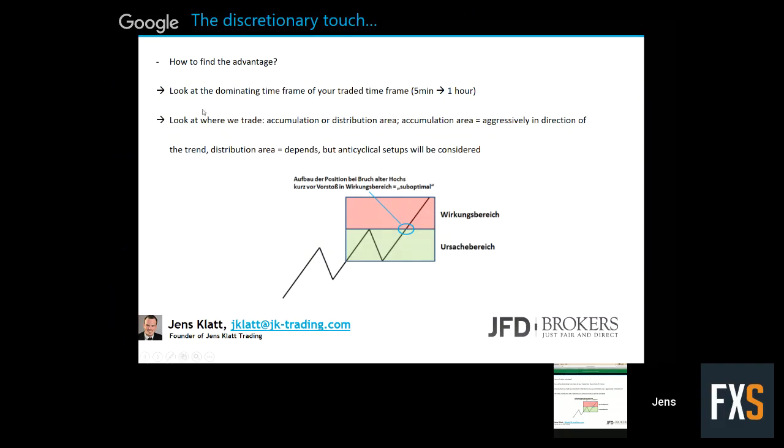And so this is already, I think, a very important weapon in my discretionary arsenal, let's call it. Look at the dominating time frame you trade. So meaning if we're trading a 5-minute time frame, we have 1 hour as our dominator, and then we look at where we trade, accumulation or distribution area. If we are in the accumulation area, we aggressively trade in direction of the trend in our time frame. And if we're in the distribution area, it depends, but anti-cyclical setups will definitely be considered.